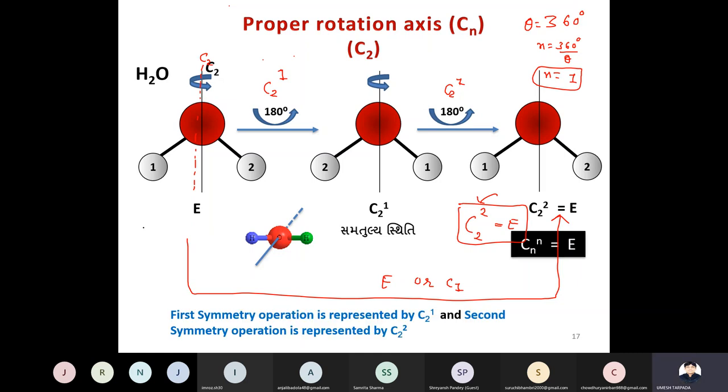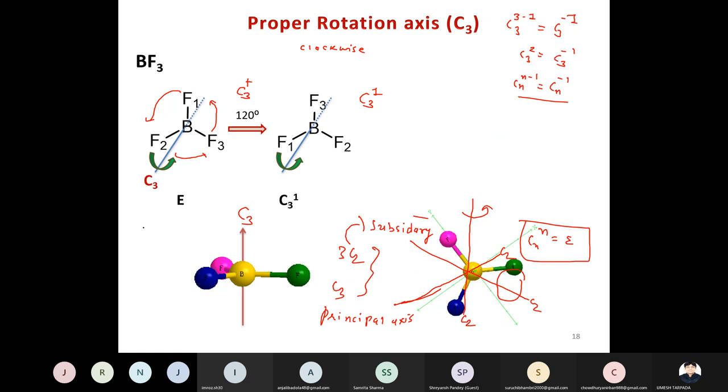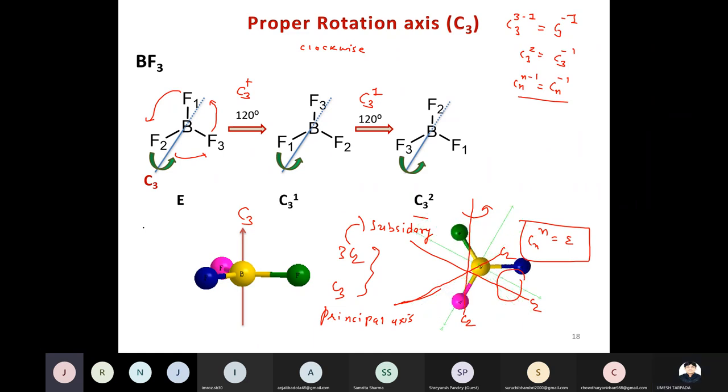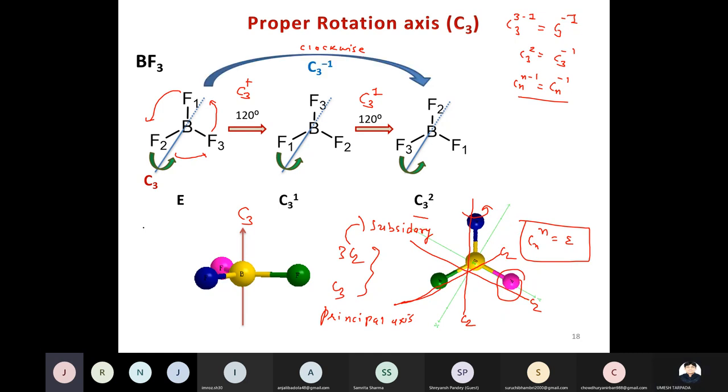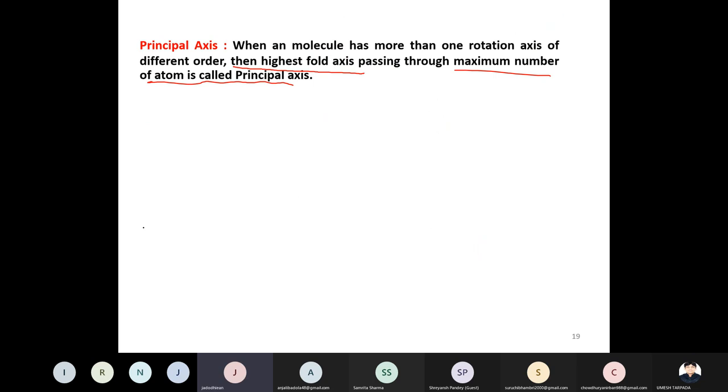in the case of H2O. In the case of BF3, three times rotation will give you identical structure. See, this is one time rotation. So pink goes to the position of blue color. Second time rotation, pink goes to the position of green one, blue one again. And this is third time rotation. So you are getting the original structure. So that's why you can say that C3 raised to 3 is equal to E.